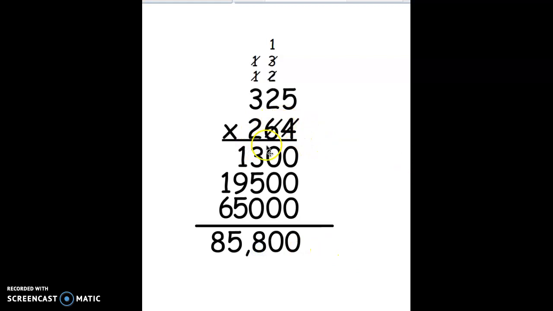Just for every place we've multiplied and we've crossed out because we're done, we're going to be using a 0 to hold that place for the next partial product.